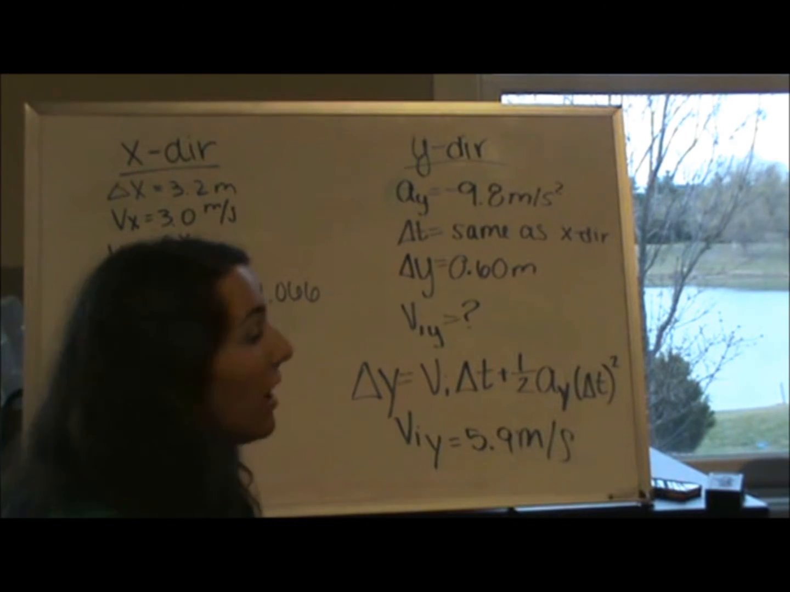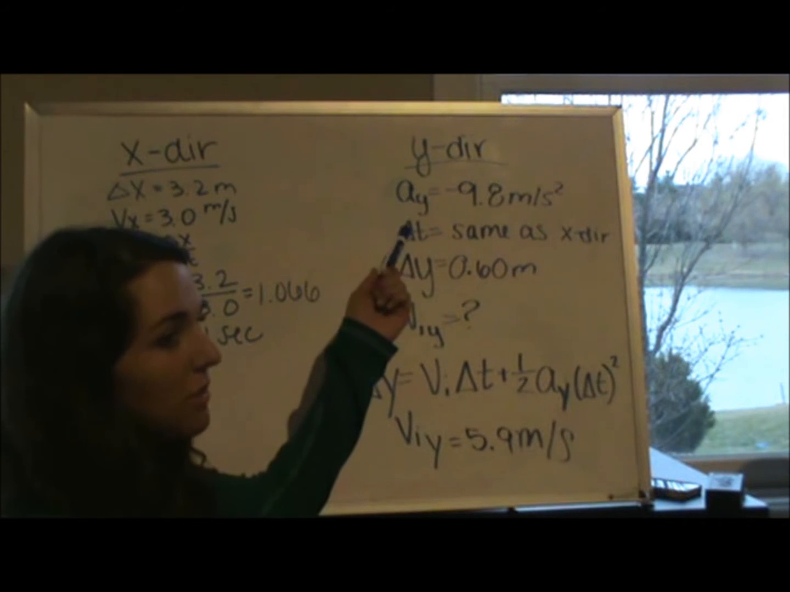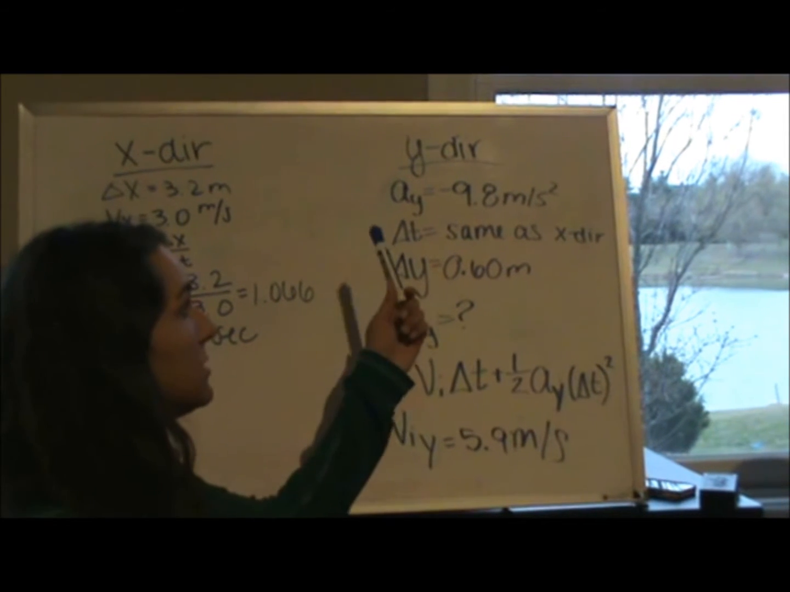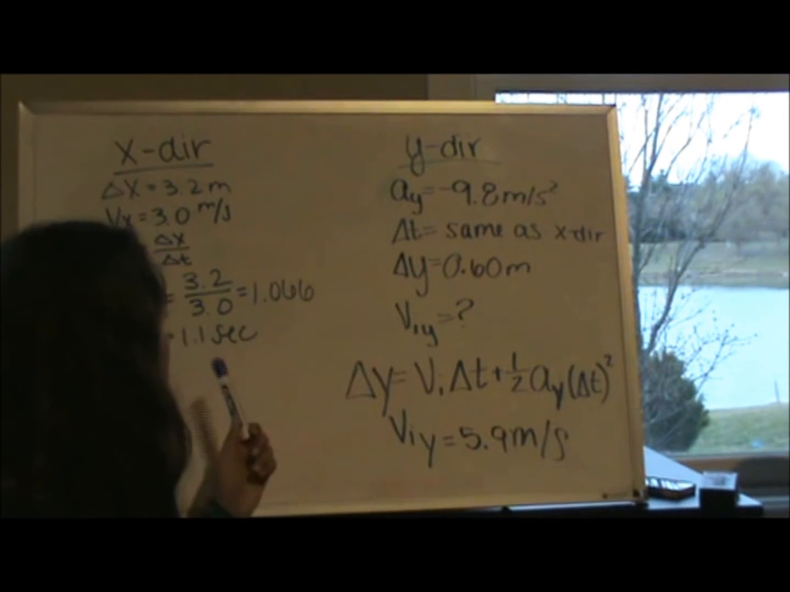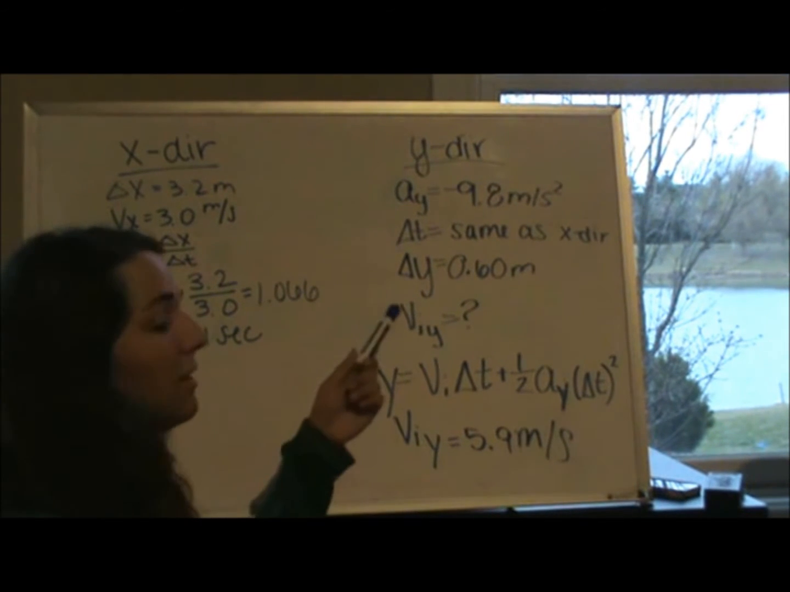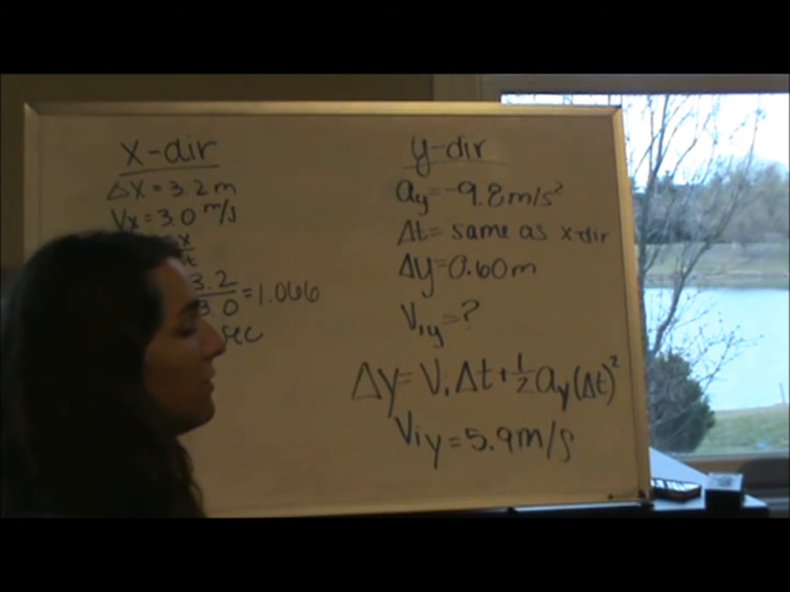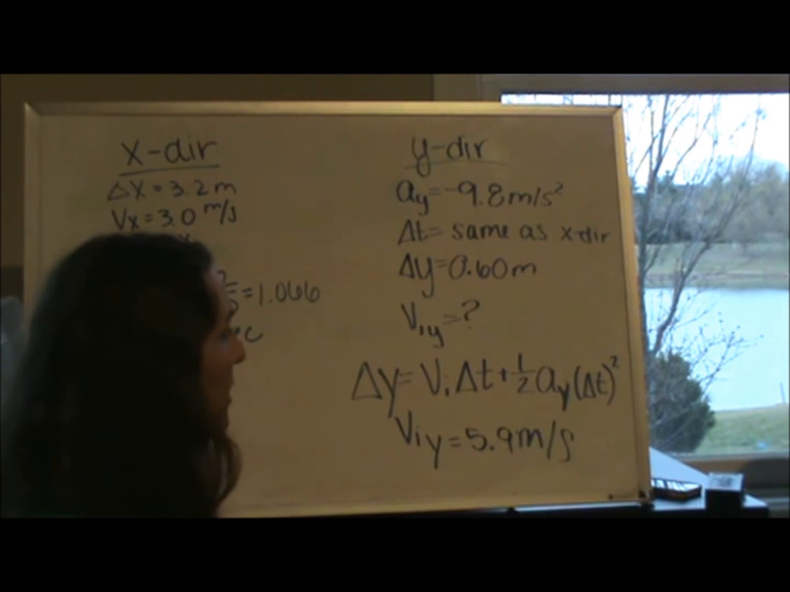Why does it have to be in the x and y direction? Because the y direction is in free fall, and because of that, we know that the acceleration in the y direction is negative 9.8 meters per second squared, and the time is the same as the x direction because it's a scalar, so the time is 1.1 seconds, and the pig is 0.6 meters off the ground, and we're looking for the velocity initial in the y direction.